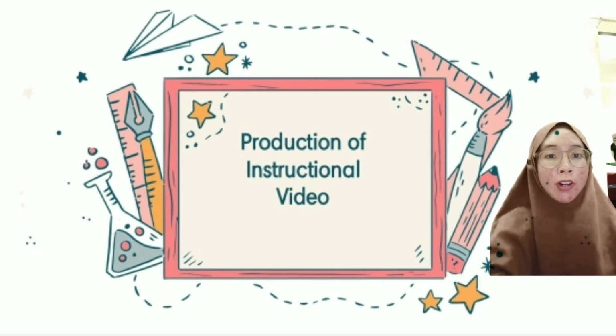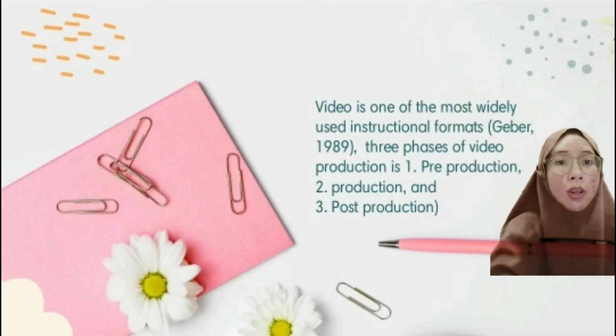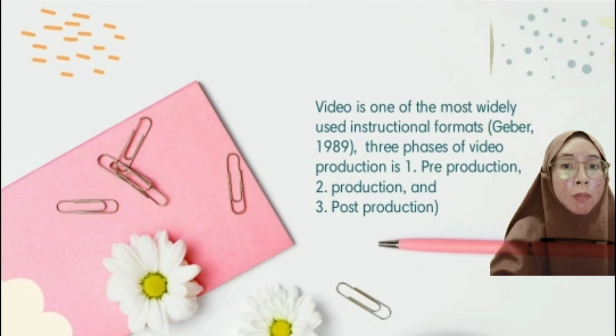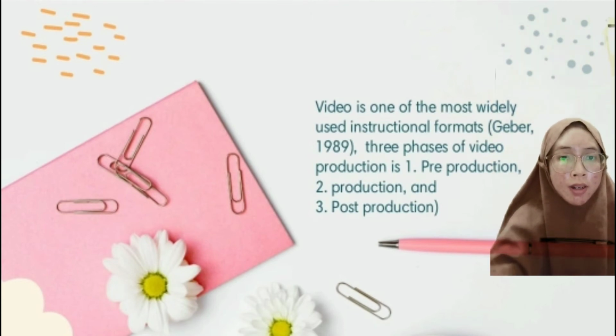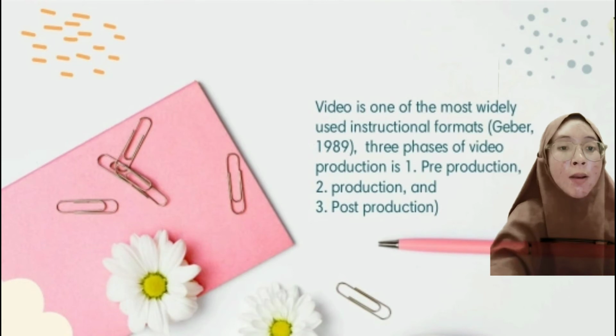The next is about productions of instructional video. According to Geber 1989, video is one of the most widely used instructional formats, due in large measure to the common availability of VCRs and to the instructional medium attributes of television. There are three phases of video productions. The first is pre-production, the second is production, and the third is post-production.